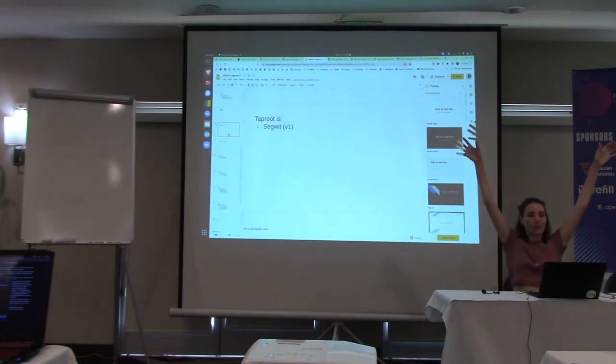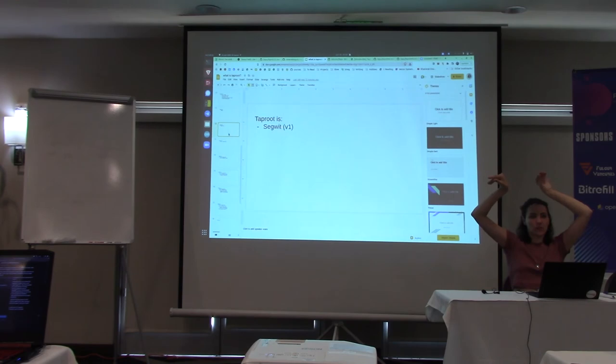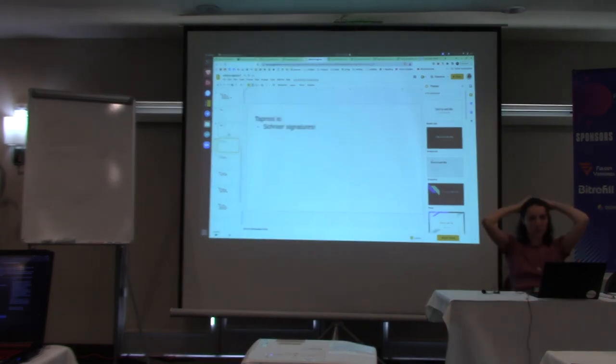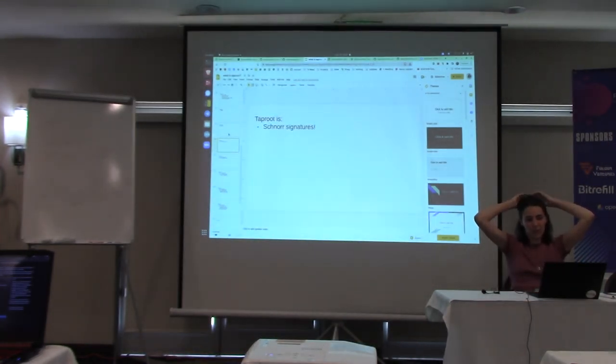So fun fact about Taproot, it's v1. The way that you indicate that you're now using new opcodes that got introduced in v1 is that all of your scripts now start with the v1 prefix, which is cool. Taproot is also short signatures, what we talked about. This introduces new opportunities to do interesting, fun, hidden things.